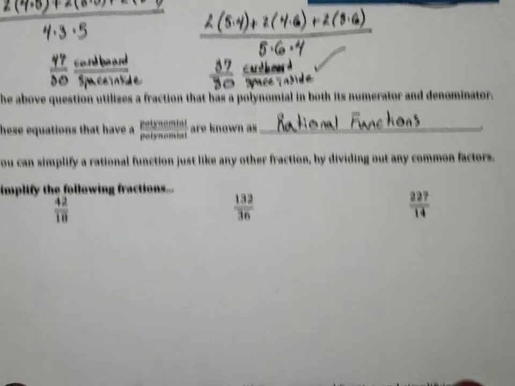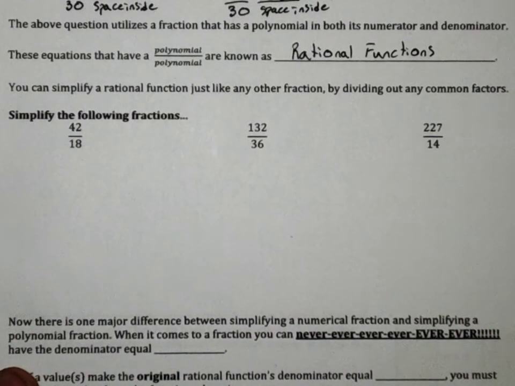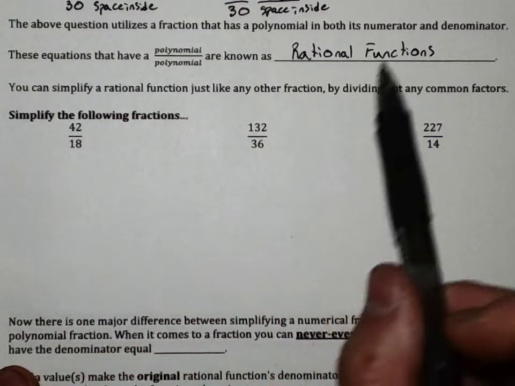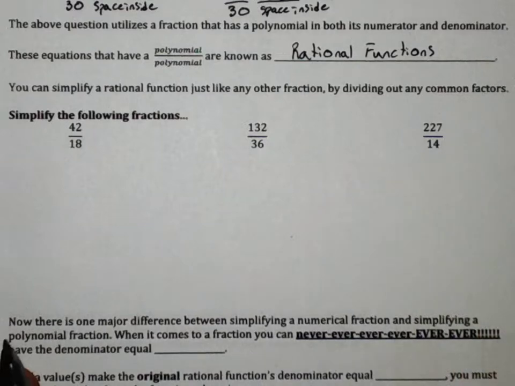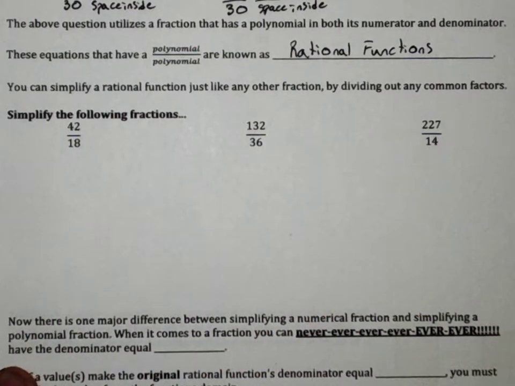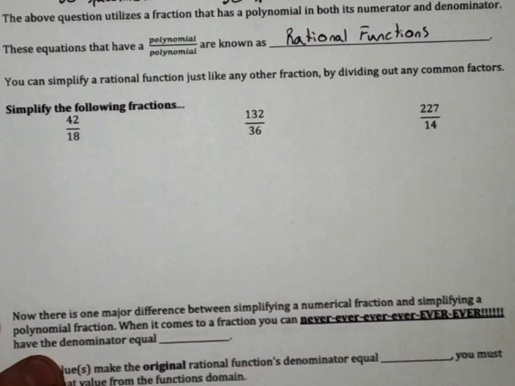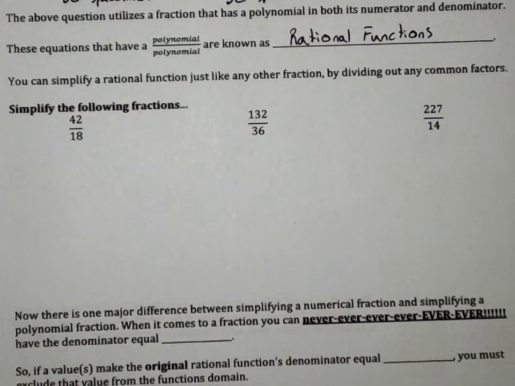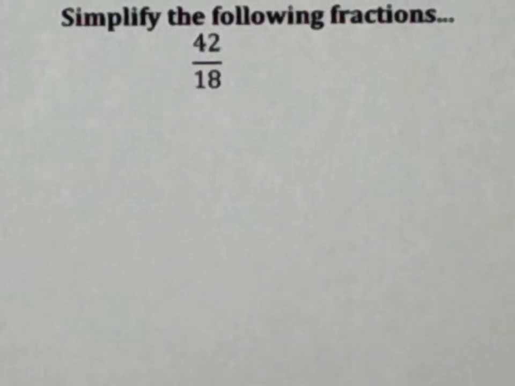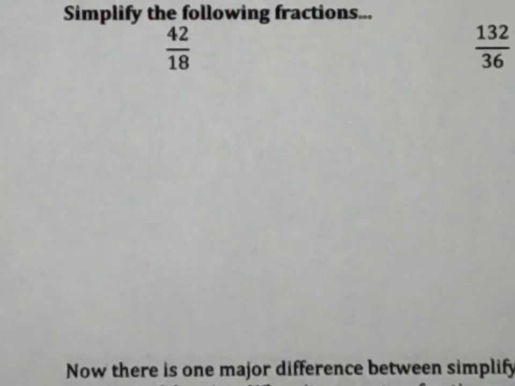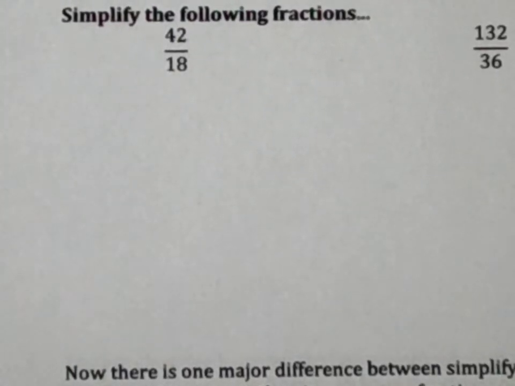So, you can simplify a rational function just like you simplify any fraction out there. To simplify a fraction, you divide out the common factor. So let's remind ourselves how to divide out or simplify fractions. So here's a fraction, 42 divided by 18. How am I going to simplify this fraction of 42 divided by 18? We're going to zoom in there a little bit, make that a little bit better to see. So 42 divided by 18.